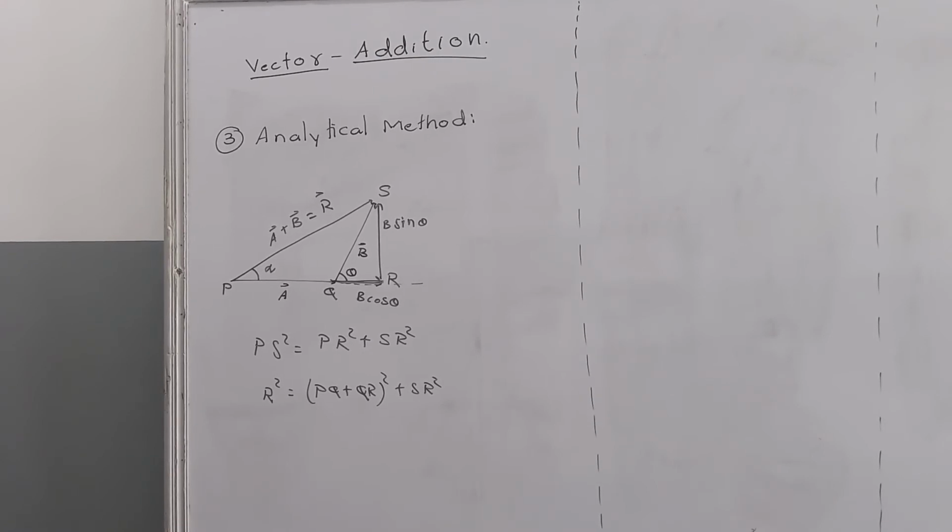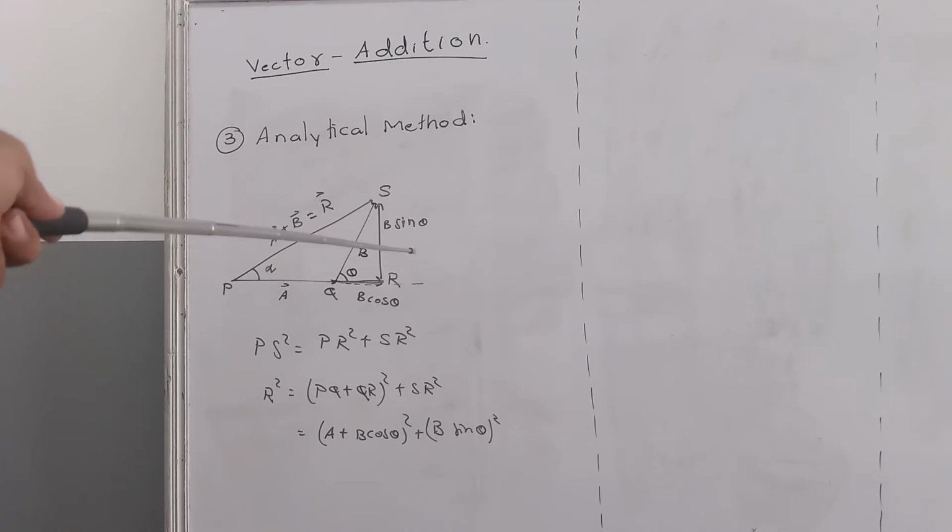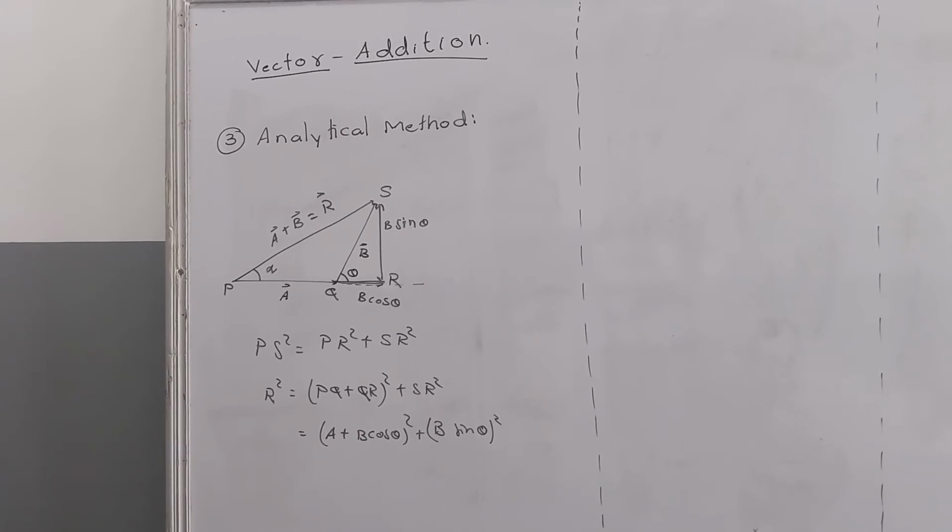Alright, now see the next step. Don't get confused in this. This is PS square. What is PS actually? PS is vector A plus vector B. What I am calling their addition, it is a new vector, I am calling it R. So this PS square is actually R square because this side is equal to R. Now what is PQ? It is the length of vector A. What is QR? QR is equal to B cos theta. And what is RS? RS is equal to B sine theta. So I am putting these values: (A plus B cos theta) whole square plus (B sine theta) whole square.